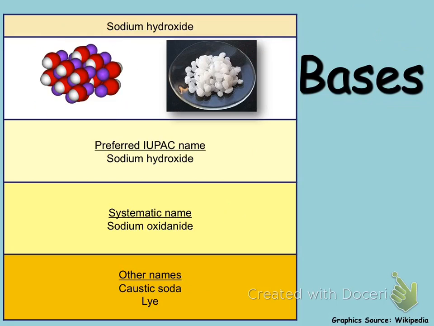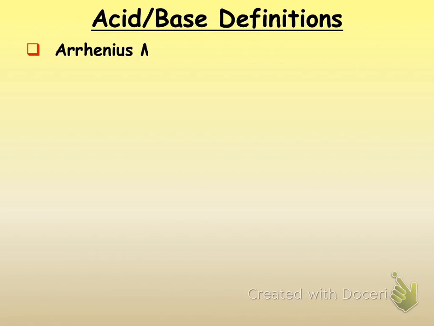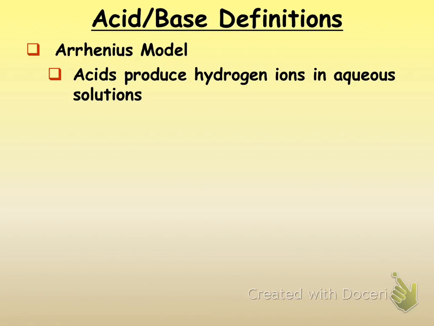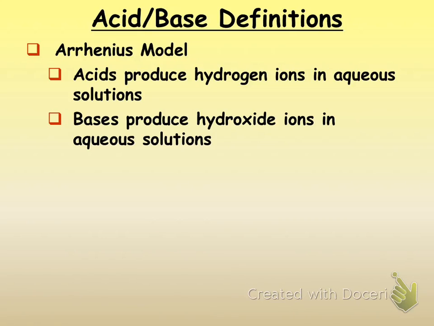All right, so let's just go through our definitions again. You don't have to write this slide down, as you're probably well aware of most of the things on there. Bases, for the most part, via the Arrhenius model, produce hydroxide ions in aqueous solution. That's obviously different than acids, because acids produce hydrogen ions in aqueous solutions. So bases don't produce hydrogen, they produce hydroxide, according to the Arrhenius model. That doesn't cover all the types of bases that we know of, though.